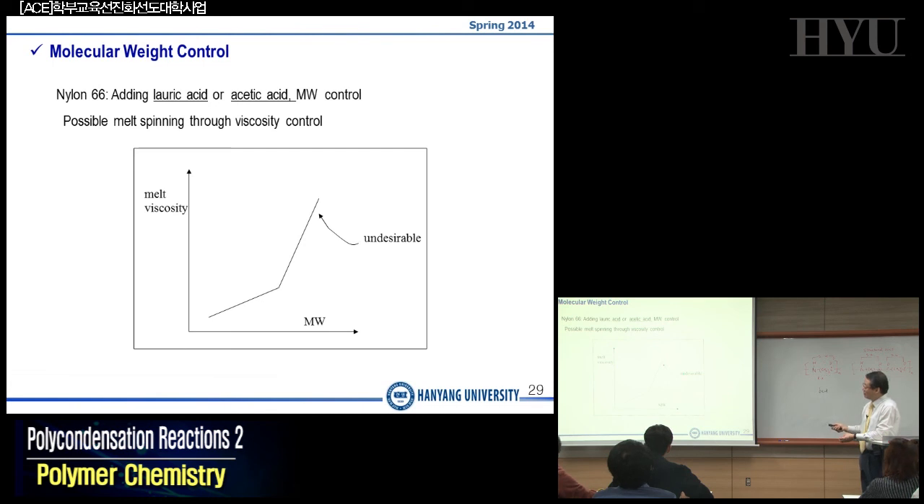But if you have a high molecular weight and high melting viscosity, it's very difficult to fabricate because you have a lot of resistance to flow of the polymer systems. So we have to control the viscosity at a certain molecular weight. So molecular weight will determine your melt viscosity.